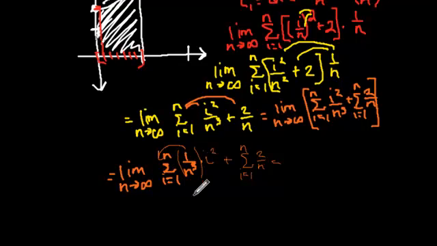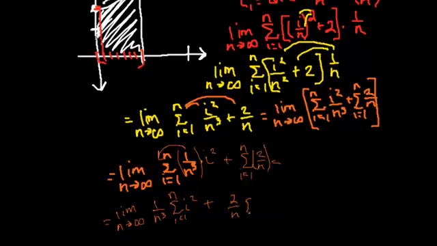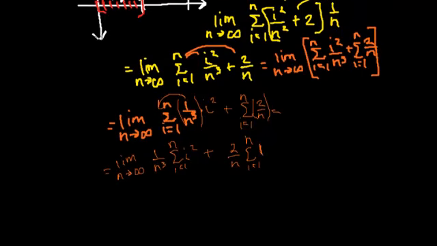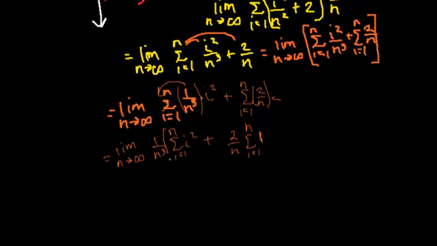So what we get is the limit, okay, and then plus, here, this technically is a constant too, so I'm going to pull this out front, 2 over n, and then the sum from i equals 1 to n, and this is just going to be 1. Okay, so chew on that for a while. This right here can be subbed out.